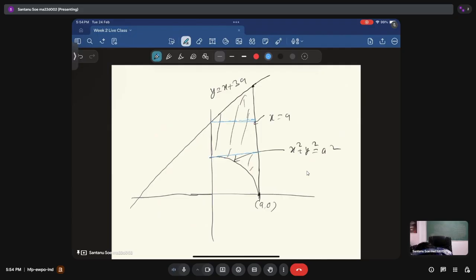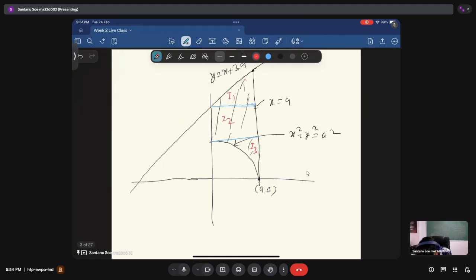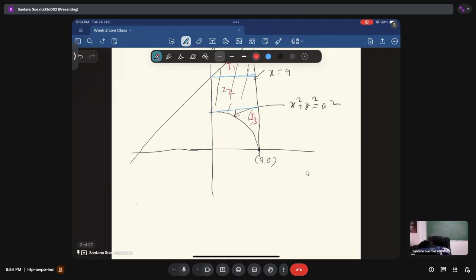Okay, so now let us call this I1, this is I2, and sorry, this is I3. Then the integration I will be nothing but I1 plus I2 plus I3. That means the integration over I1 plus the integration over I2 plus the integration over I3. So now we just have to find out the integration over all these three regions, right?